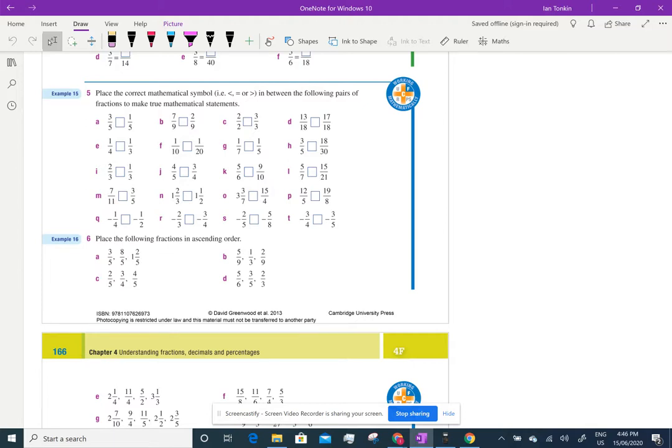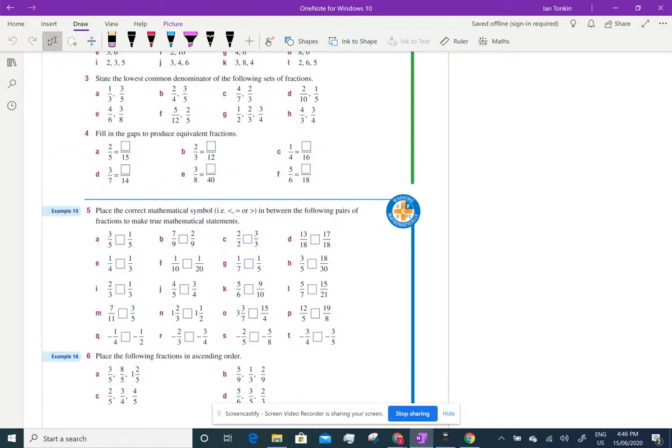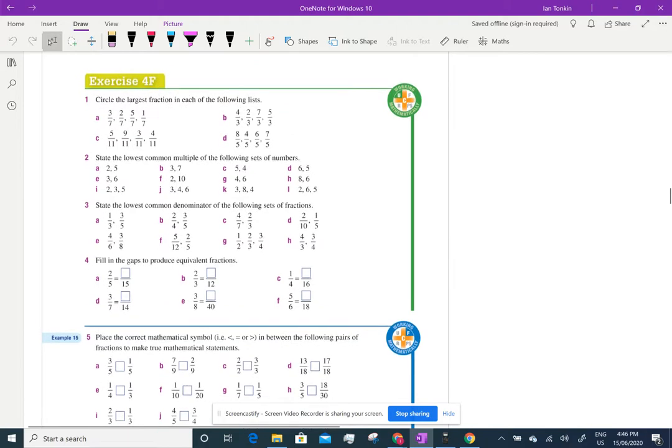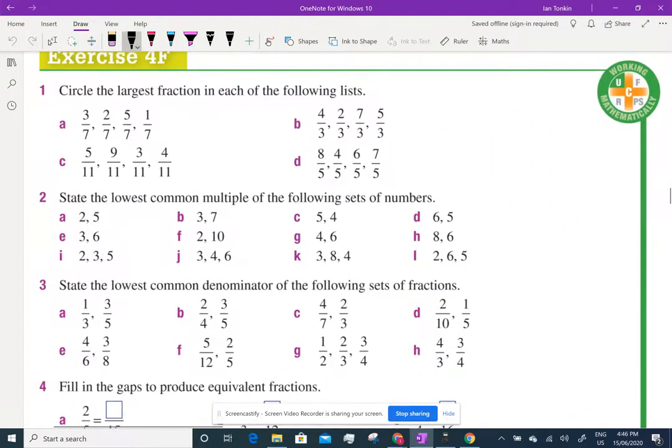Now, when the denominator is the same in a fraction, they're pretty easy to order. So if we go up here, and we just had to find the largest one, in all of these, the largest fraction is the one with the biggest numerator, because they've all got the same denominator. So that's the biggest one there. Over here in B, they're all over 3, so that's the biggest one there. In question C, they're all over 11, so that's the biggest one there. And in question D, that's the biggest one there.